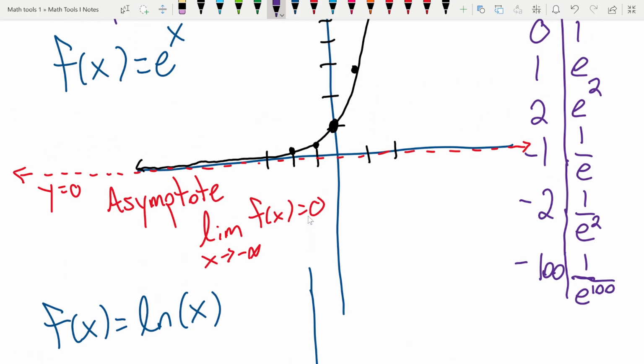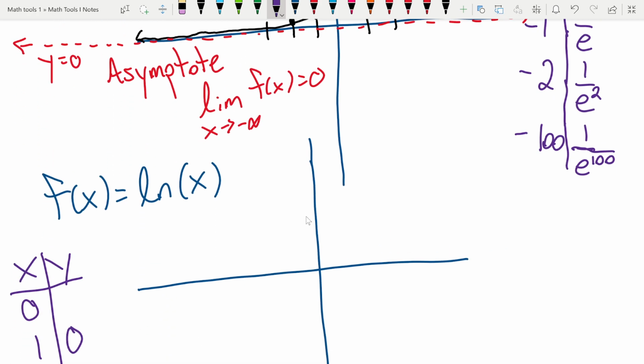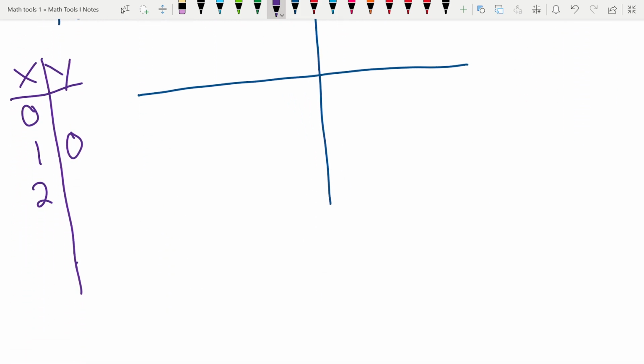When we know that if we plug in e, we're going to get out 1. If we plug in e squared, we're going to get out 2. If we plug in 1 over e, we're going to get out negative 1. If we plug in 1 over e squared, we're going to get out negative 2. Okay. So let's do that.